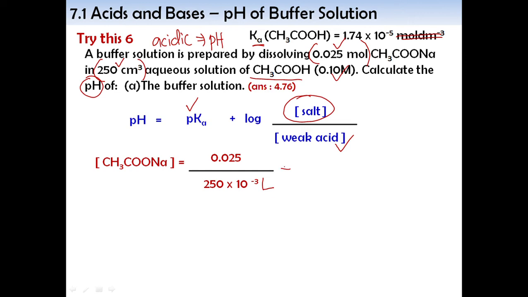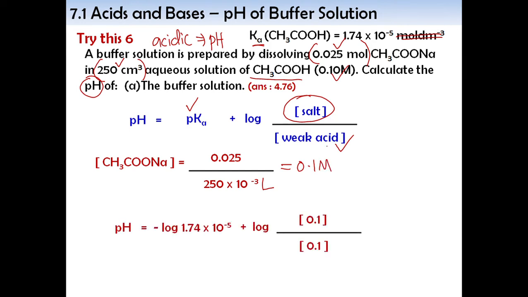So tekan calculator, kira sampai awak dapat concentration. Supposedly you akan dapat 0.1 M. Baru boleh substitute into the formula. Jadi sekarang tekan calculator, siapkan sampai you dapat pH value. Supposedly you dapat 4.76. So dah siap for question A. Okay, we move forward to question B.